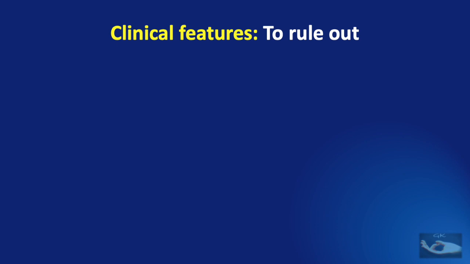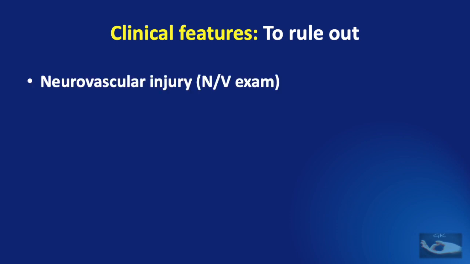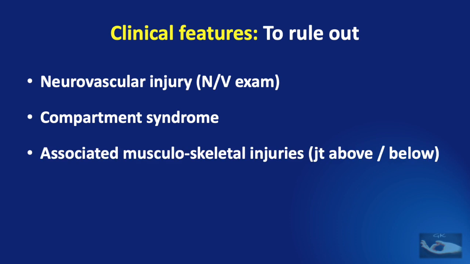In a patient with a suspected fracture of the hand, we also need to do a thorough examination to rule out neurovascular injury, compartment syndrome, and associated musculoskeletal injuries. Whenever there is a problem on the hand, one of the important steps is to see the range of movements, active and passive, in the joints of the hand.